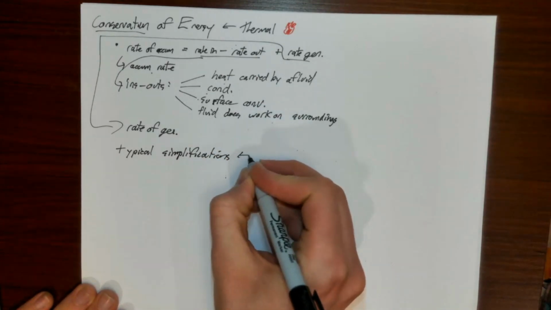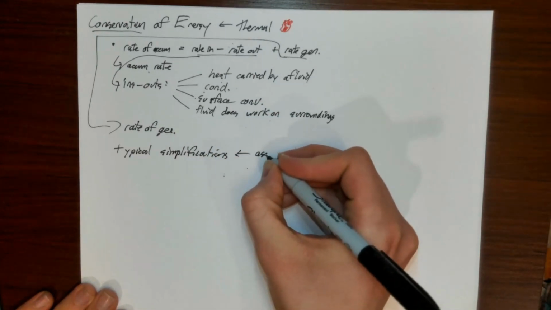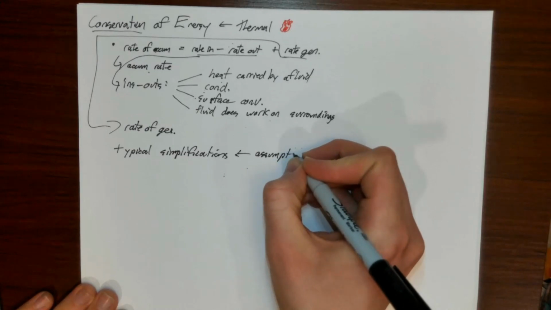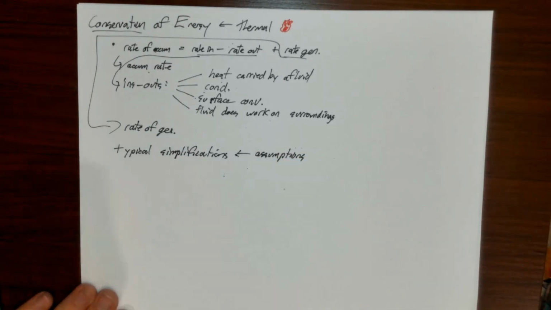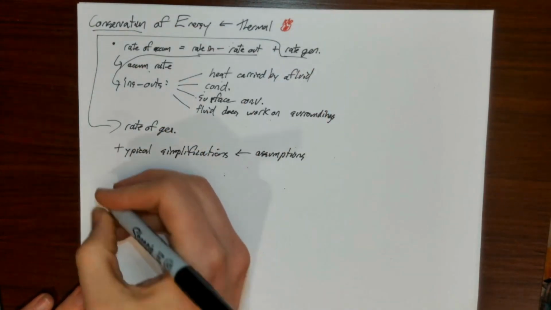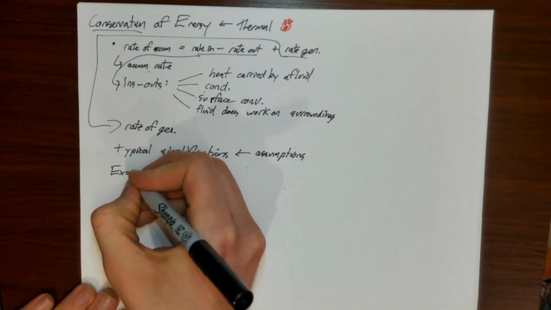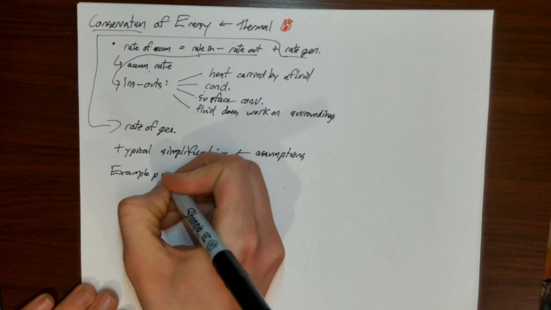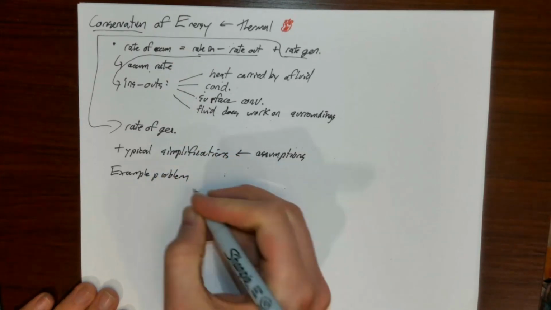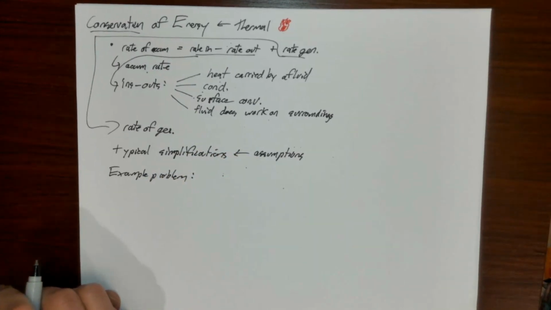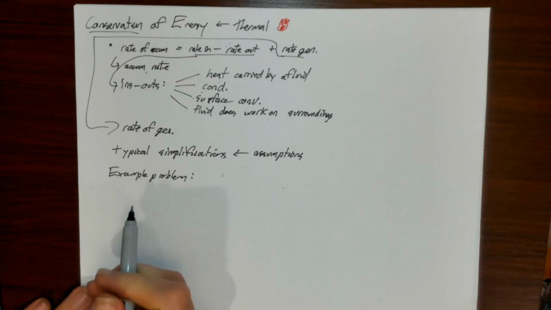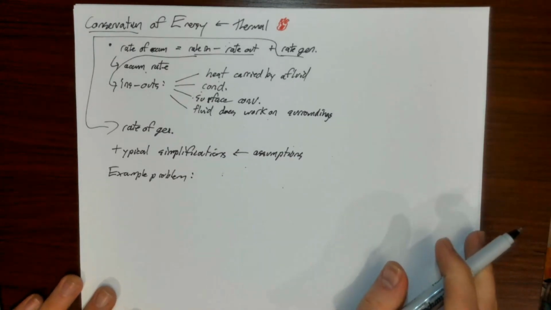And basically what assumptions might go into those typical simplifications. And then we'll wrap up this discussion with an example problem. And this example problem is going to be similar to the hot and cold faucet that you saw me turn on at the beginning of this lecture.